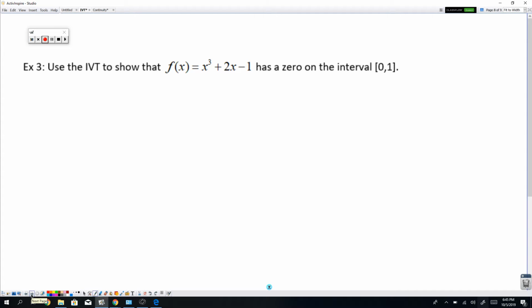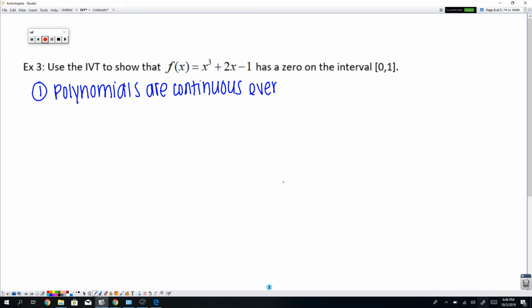Alright, example 3 says use the IVT to show that x cubed plus 2x minus 1 has a 0 on the interval from 0 to 1. So we're going to do the exact same thing. Number 1, polynomials are continuous. In fact, I like to write are continuous everywhere. Then number 2 is do the exact same thing.